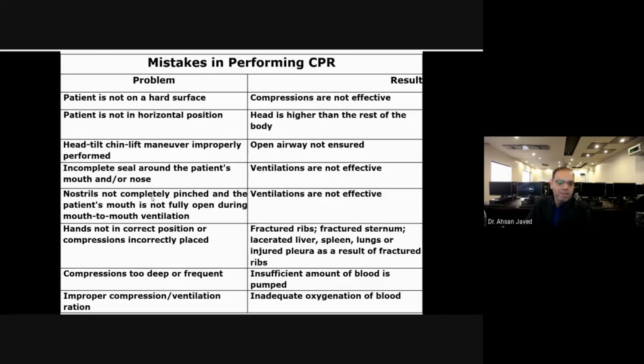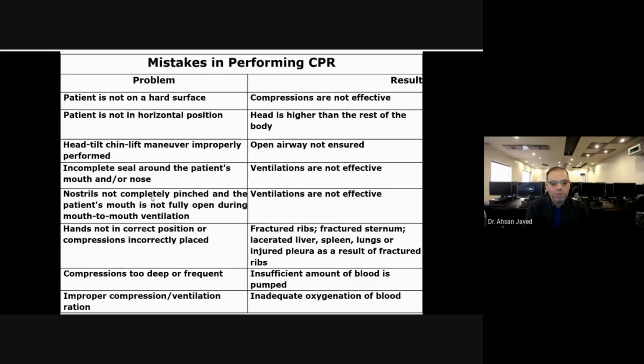Third, head tilt chin lift maneuver is improperly performed, or jaw thrust maneuver is improperly performed. So what happens? The airway is not open. With the blocked airway, you're trying to push the air into the lungs, and there is no air going into the lungs. Nostrils are not completely pinched, or the patient's mouth is not fully open during the mouth-to-mouth ventilation. If the nostrils are not pinched, you push the air from the mouth, it will come out from the nostrils. So ventilation is not effective. Pulse is not palpable. The person will not survive.